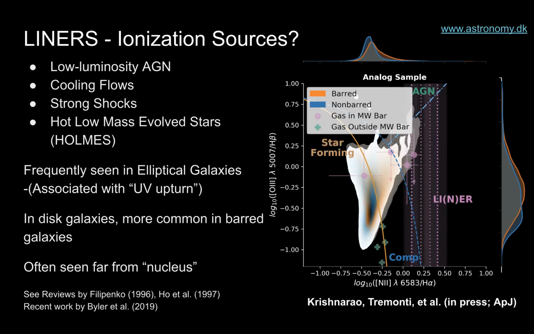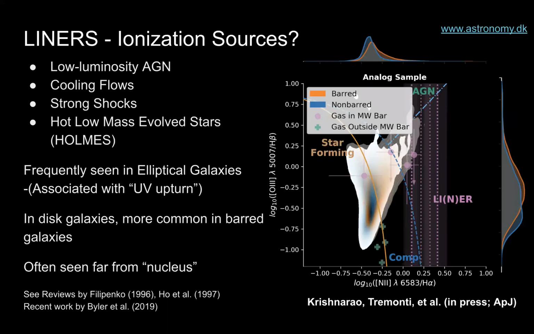Some possible sources of ionization are: they could actually just still be AGN, but low luminosity AGN. It could arise from cooling flows, as matter is accreting onto that black hole, from the radiation leaking off of there. Shocks can also explain some of the line ratios seen with LINERs, so those are often believed to be a possible source.